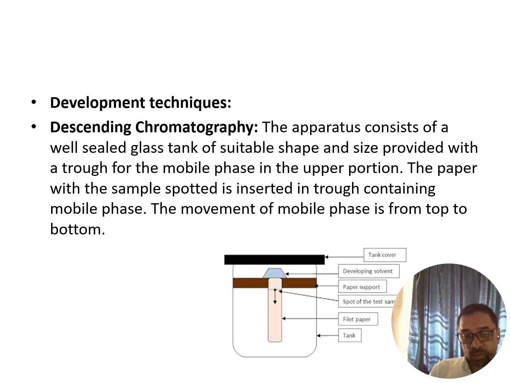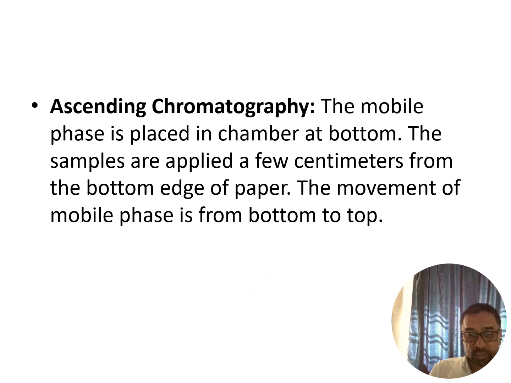In descending chromatography, we need to flow the solvent from top to bottom, as shown in the figure. The ascending technique is generally used, which is very common, and it gives better results as compared to the other techniques. You apply the sample at the bottom of the paper and dip the paper in the solvent in the chamber, and the solvent will move from bottom to top.